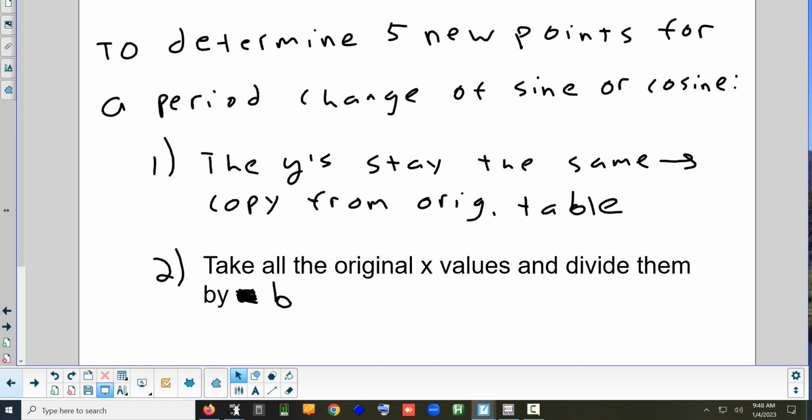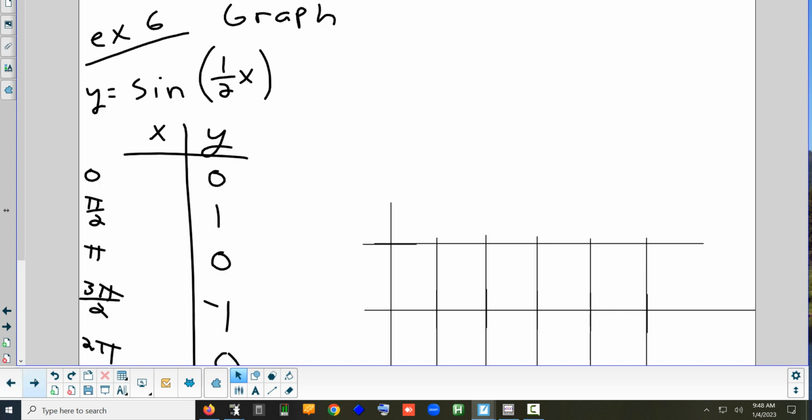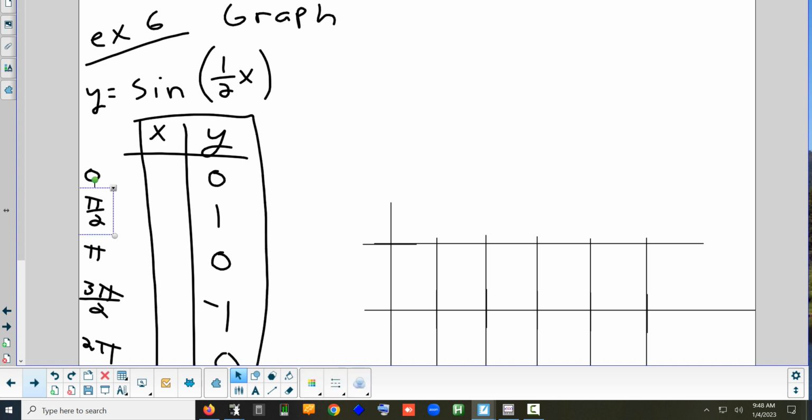And the directions say take the original x values and divide them by b. So what are we going to divide every one of these by? Yep, 2. We're going to divide them by 1/2. That's my b. Now, dividing by a fraction, that's a little confusing to me.